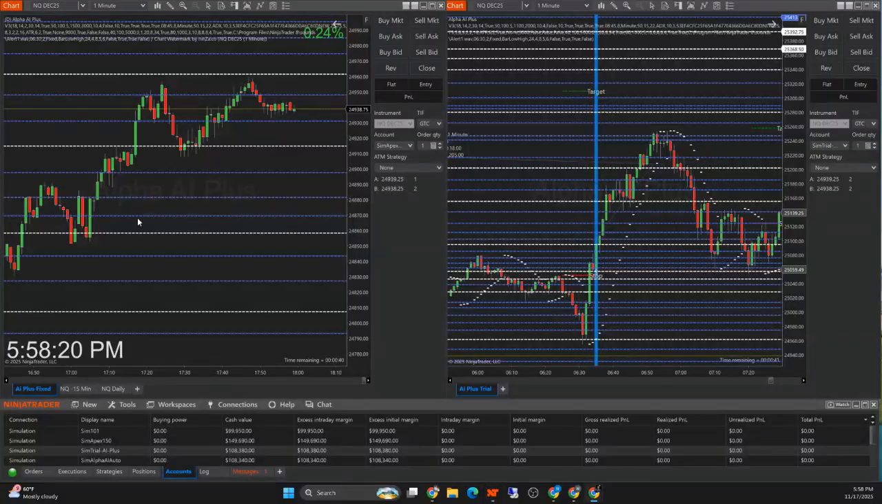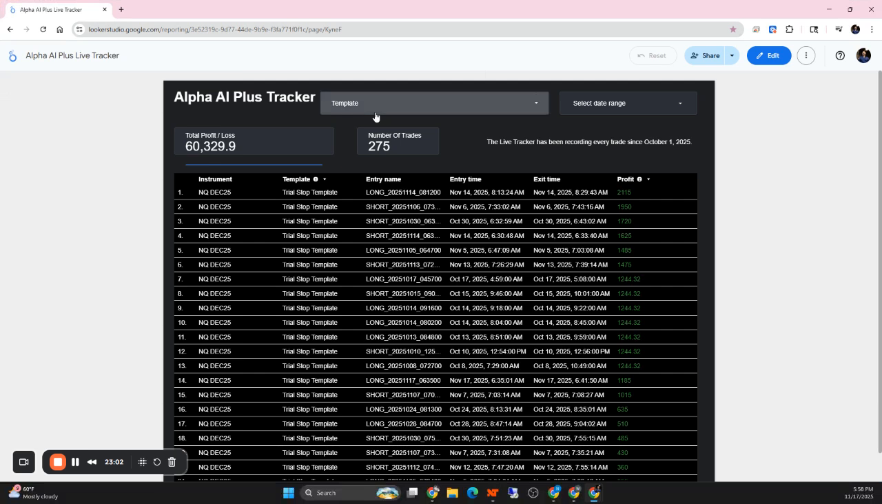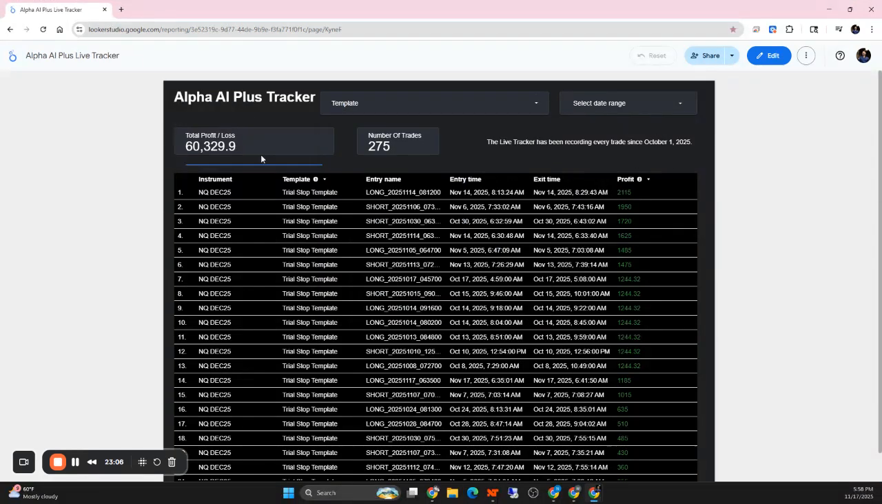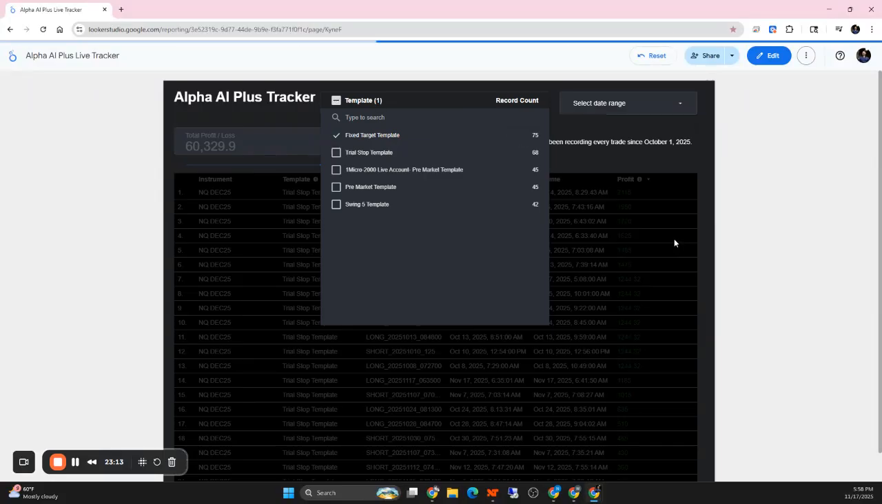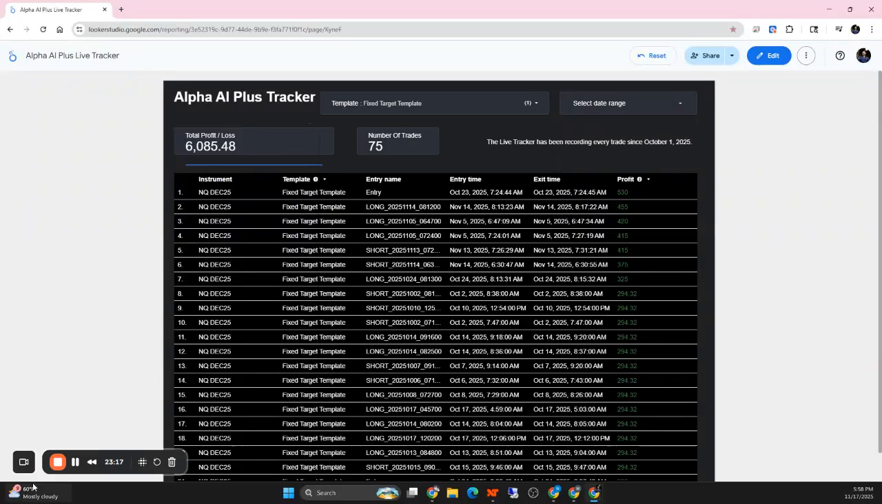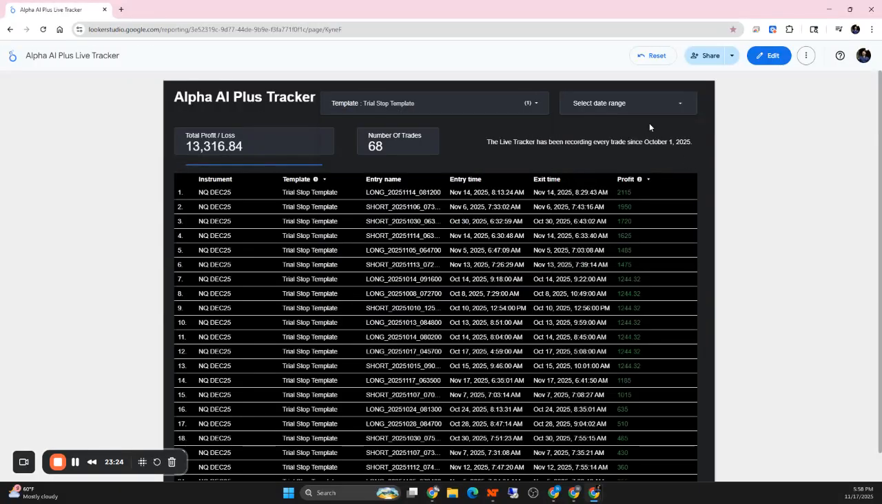if you see the tracker, since October 1st, which is the result, by the way, we made 60 grand since October 1st for the template, which is crazy. But if you see the fixed target template, it actually makes $6,000, which is not bad, by the way. It's 1 month and a half, still not bad. Look at the trailing stop, $13,000, almost double.